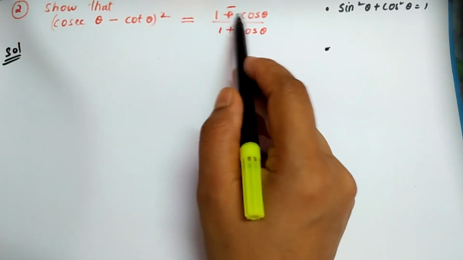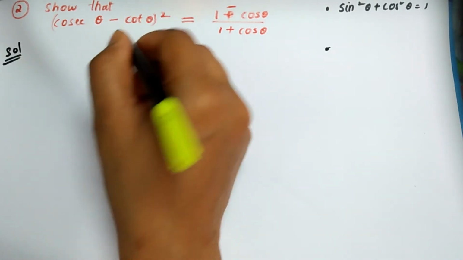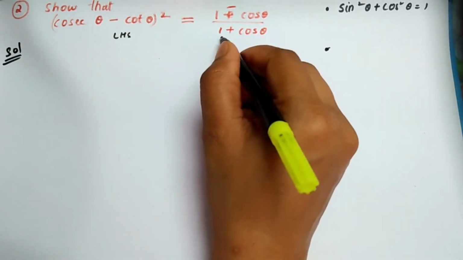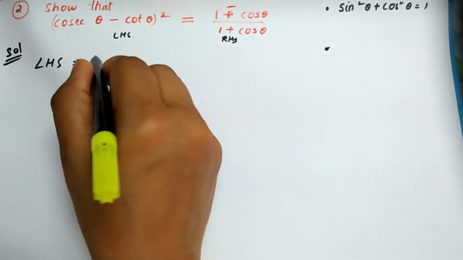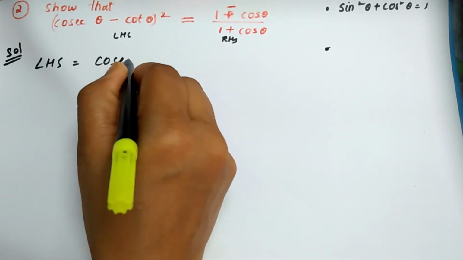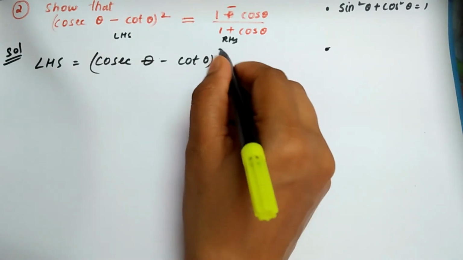Okay, so we'll move on to the next question: show that (cosecant theta minus cot theta) the whole square is equal to (1 minus cos theta) divided by (1 plus cos theta). We have to prove that. So let us take this as the LHS and the other as the RHS. First, let us consider the LHS: copy the given cosecant theta minus cot theta the whole square.